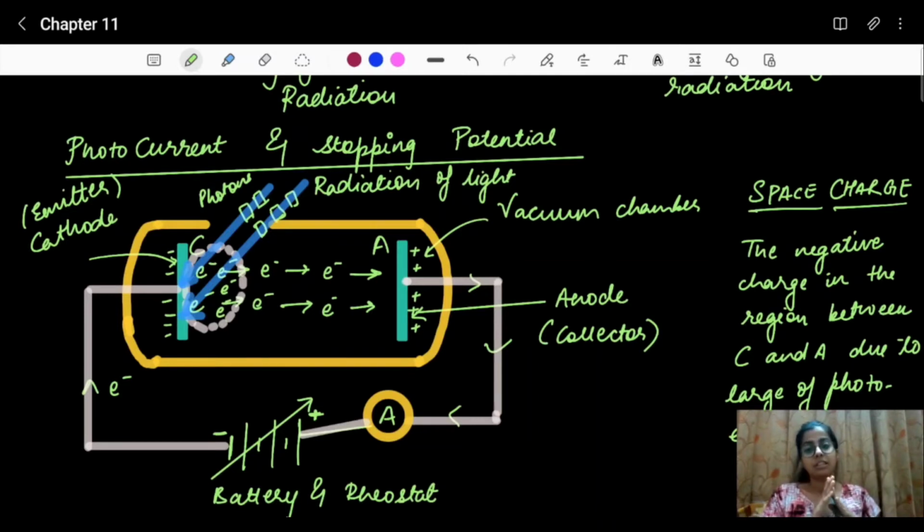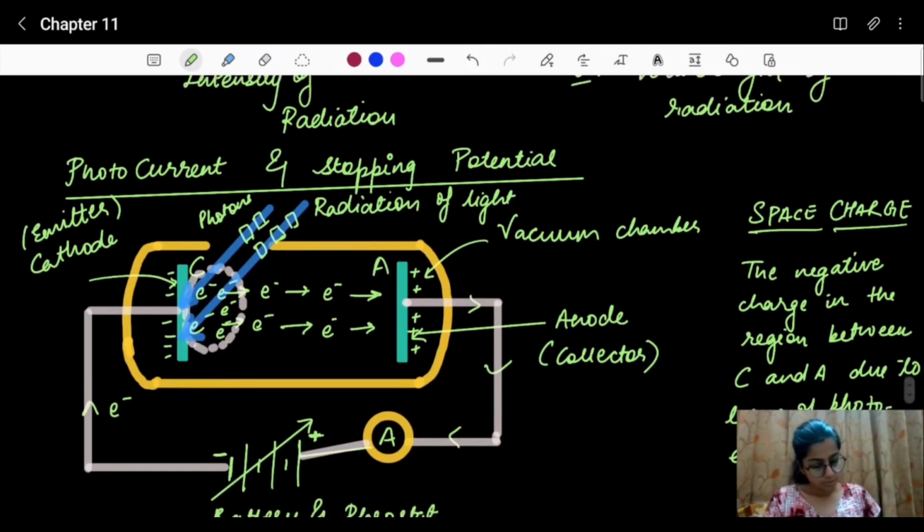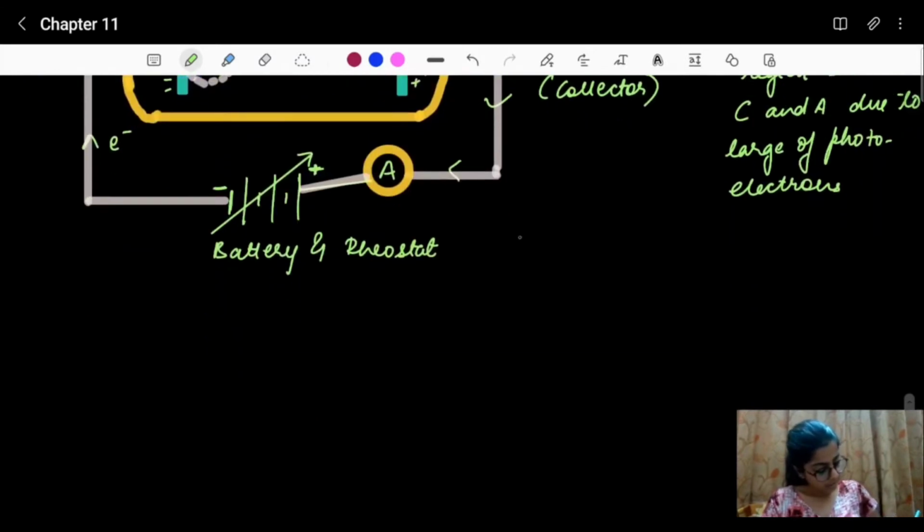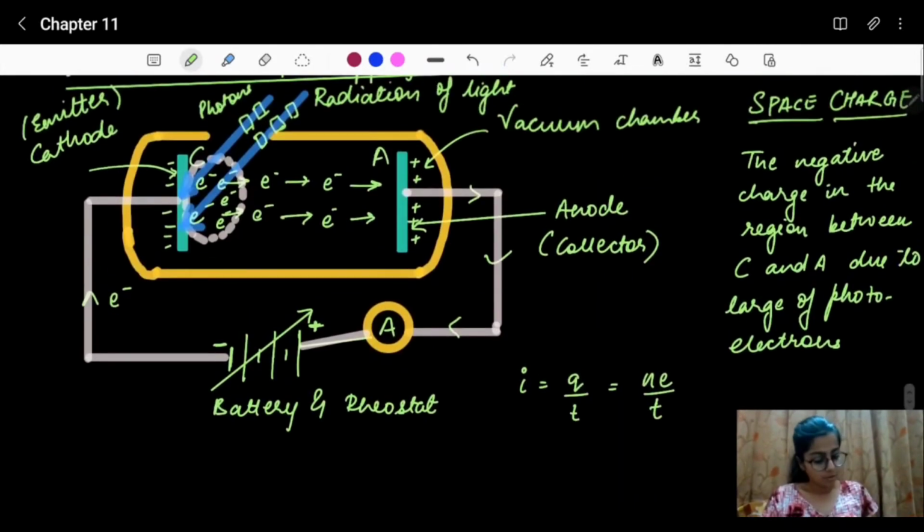Now comes the new term, that is photocurrent. If there is continuous movement of electrons across this circuit, flow of charge is nothing but current. We know that current I is equal to Q by t, and Q is equal to Ne. So there is flow of electrons inside the circuit, so there will also be a current developed inside the circuit, which can be noted by an ammeter.